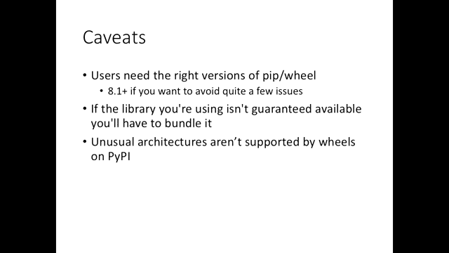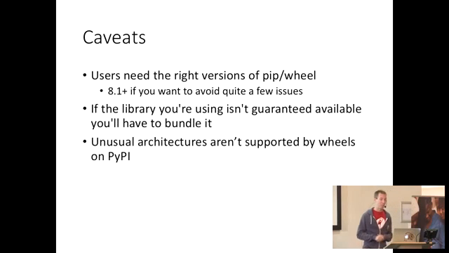Unusual architectures aren't supported by wheels on PyPI. So your MIPS router, your OpenPower system, your Raspberry Pi will still have to compile it themselves. So even with all the wheels you're generating to try and make things so that people don't need a compiler, you're still going to have a significant fraction of users that need to run through the full build process. Of course, you should keep your full build process as easy as possible because you're already using it every single time you build wheels. So you want that whole thing to work quite well.